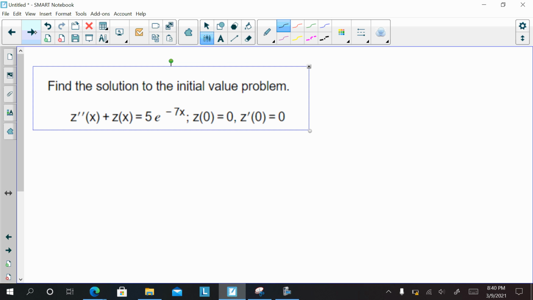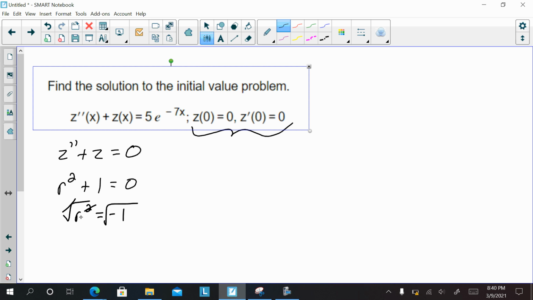Now let's do one more. Let's do this one, and they want us to use these initial conditions. So z double prime plus z. The homogeneous solution, let's find it first. The homogeneous solution is when the right side is 0. So our characteristic equation is r squared plus 1 equals 0. If we subtract 1 from both sides and take the square root of both sides, we get r is plus or minus i.